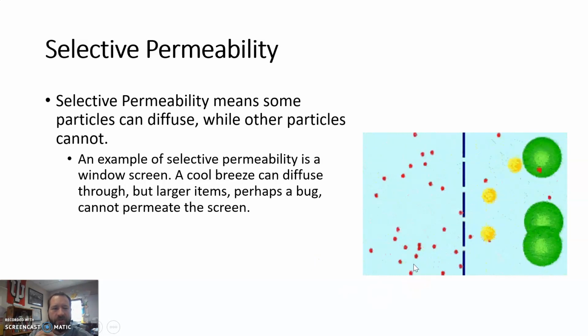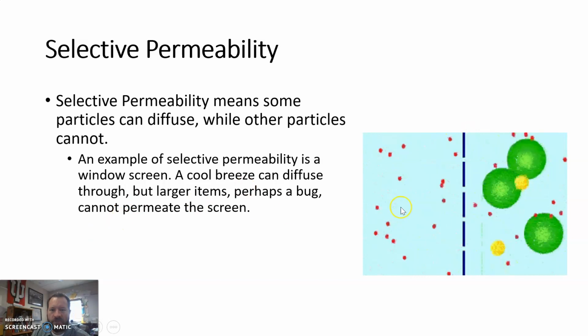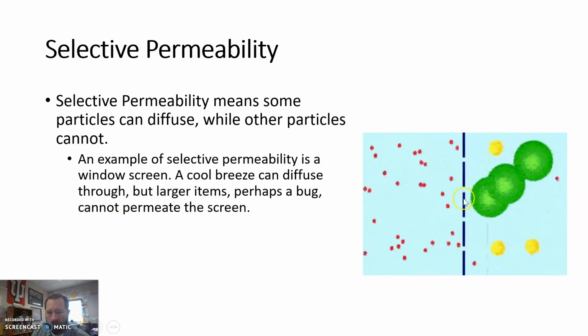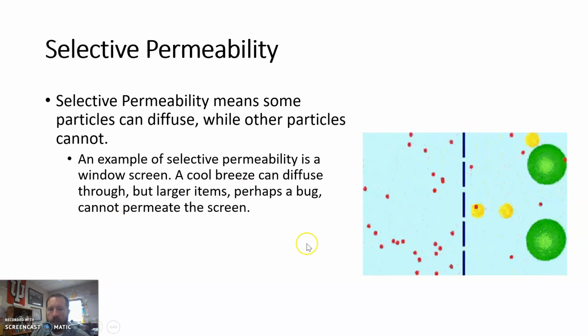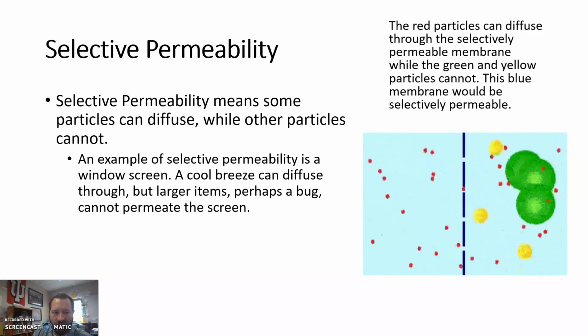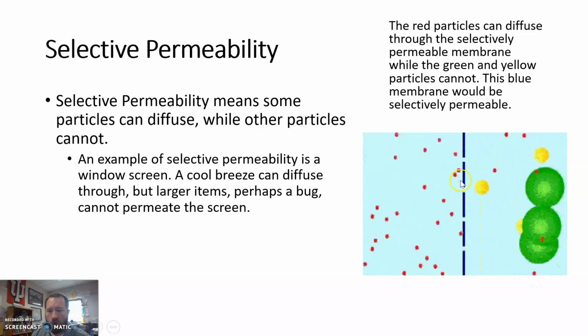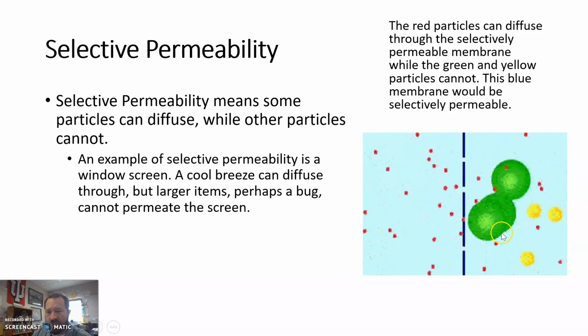Next up, we talk about selective permeability. So selective permeability means that you have a barrier, got this blue wall here, and some items can pass through and others can't. Some items can diffuse straight through, other items are not able to. A lot of times it's due to size.